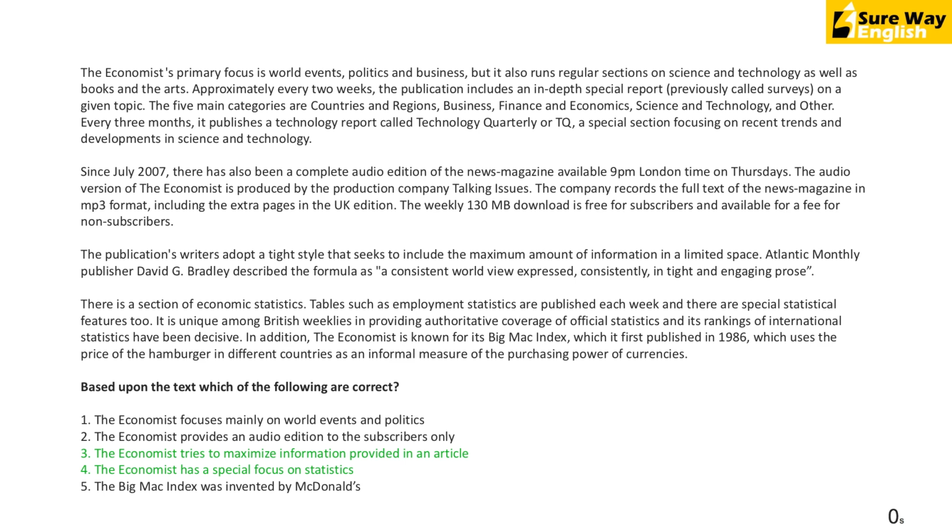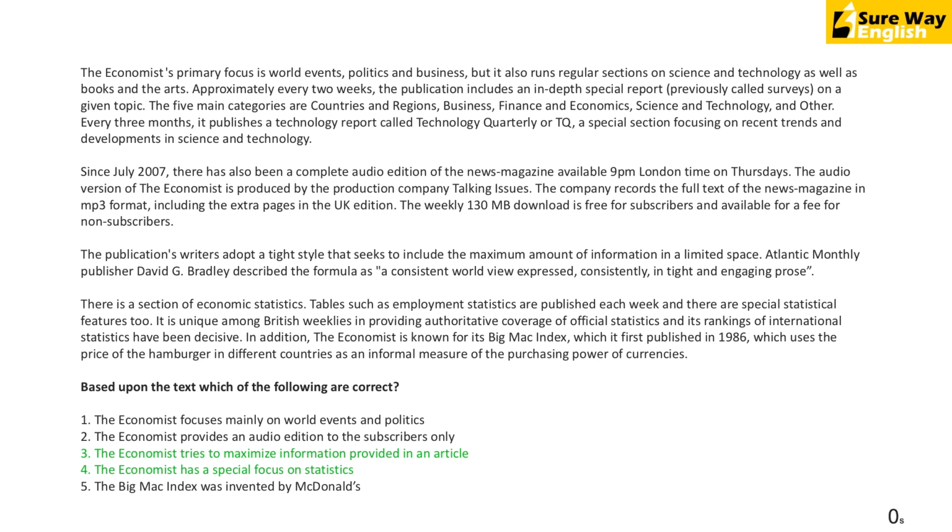First, let's look at the first option. The economist focuses mainly on world events and politics. And when we skim, we know that this information is right in the beginning of the passage. So we go there. And it says primary focus is world events, politics, and business. Yep. But in this option, it says world events and politics, it doesn't include business. So that means this is incorrect. So that's not our choice because we have to pick the correct options.